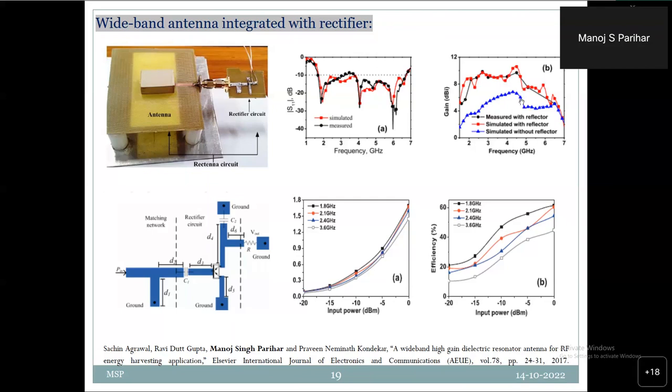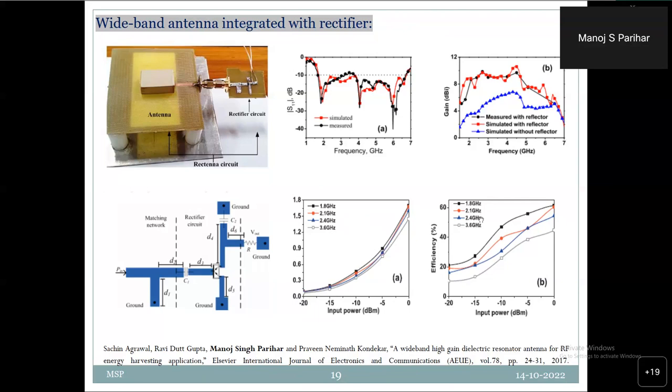And then this is the circuit of your rectifier. Then you can test your circuit by feeding different frequencies. We have tested the same antenna for 1.8 gigahertz, 2.1 gigahertz, 2.4 gigahertz, and 3.6 gigahertz. You can see here, you are getting almost a similar kind of output voltage for different frequency bands. It means this circuit will give a very wideband kind of response, responding for all frequencies from 1.8 gigahertz to 3.6 gigahertz. So if you have this kind of RF input, your DC voltage and efficiency will be almost close for the different frequency bands.